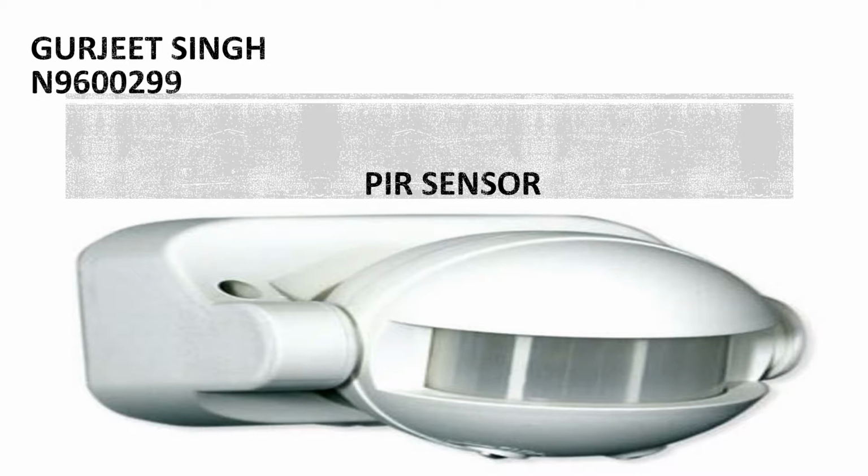My topic for the presentation is PIR sensor. It is also known as passive infrared sensor. Before I start with my presentation, I want to tell you what we mean by sensor. A sensor is a device that detects any type of input from the environment. This input can be anything like heat, light, motion, pressure, and the output are the signals which are converted to human readable form.